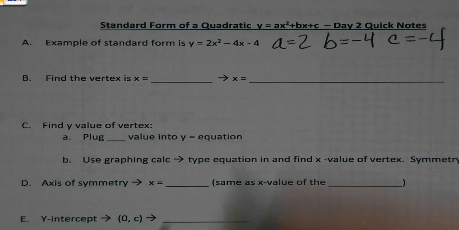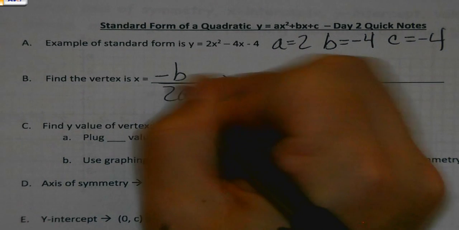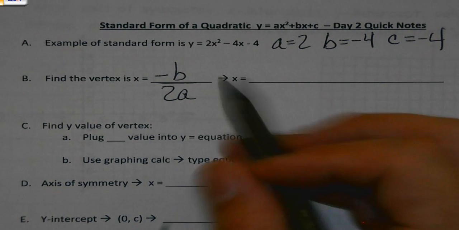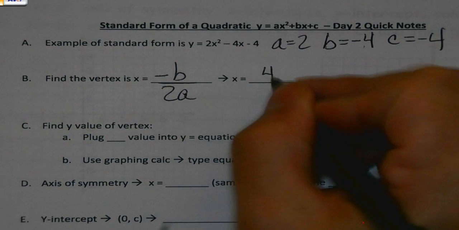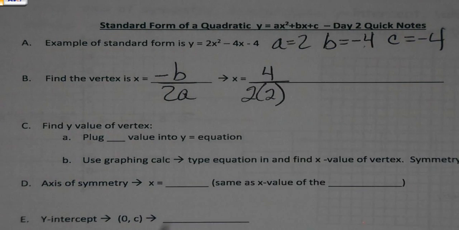So when we're looking for the vertex, we've got our little mini formula here, -b/2a, to find the x value of that. So again, think of it just as the opposite of b. So the opposite of -4 is 4. And then 2 times a.